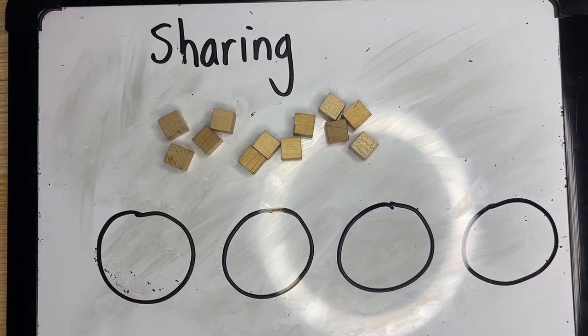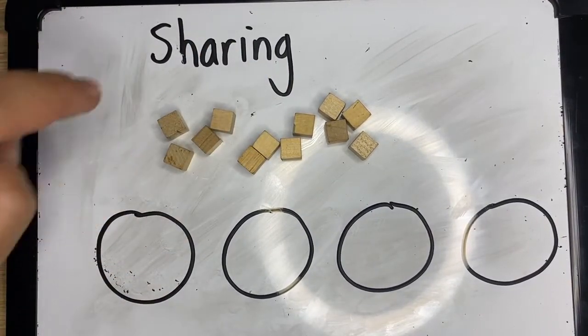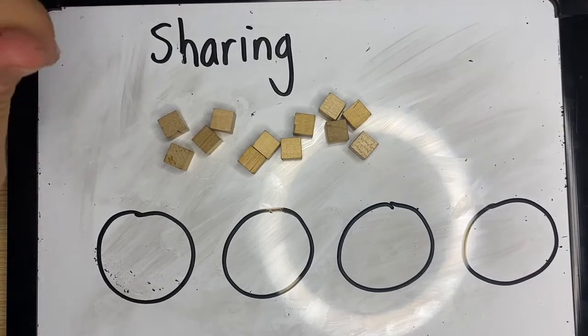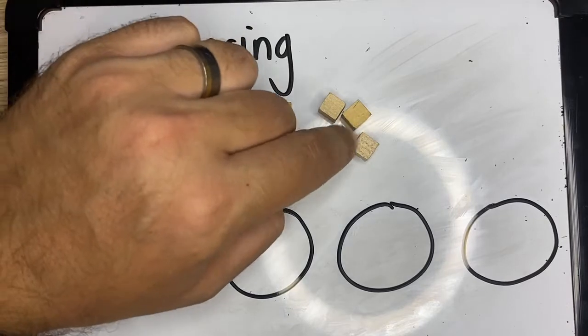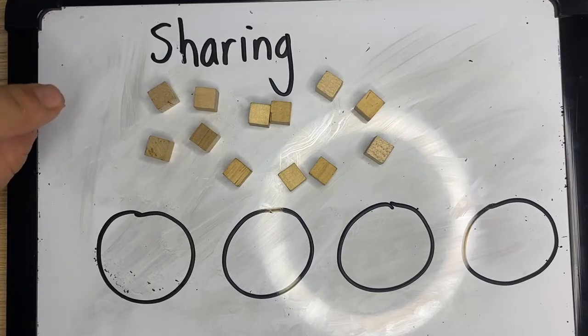Here's a new question now. We know how many we have in total. We know how many groups we have, but we don't know how many is going to go into each group. Maybe you'll pause the video and you can count out how many counters there are, and you can find out how many before I count through them with you. Press play when you're ready to count with me.